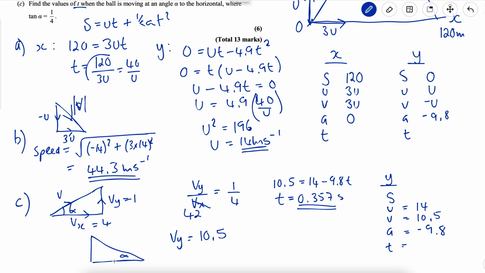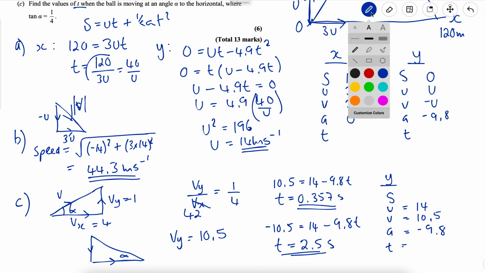So its velocity in this direction hasn't changed, but as you can see, we were just using the vertical direction. The velocity here, as I said before, will be the negative of whatever it was on the way up. So it was 10.5 on the way up, so it will be minus 10.5 on the way down. So we just need to change this to minus 10.5. Minus 10.5 equals 14 minus 9.8 t. And that gives us time 2.5 seconds.